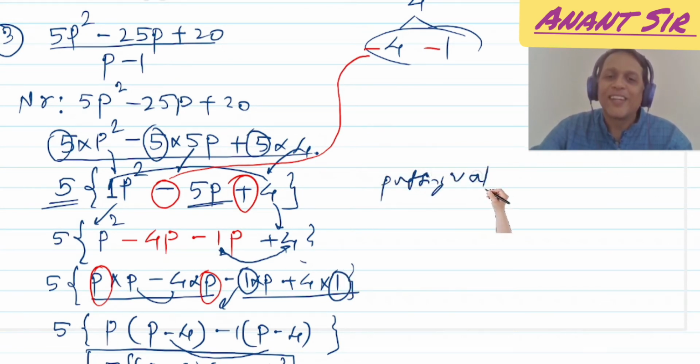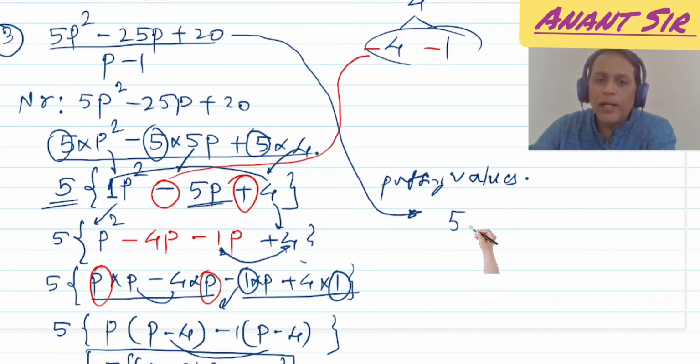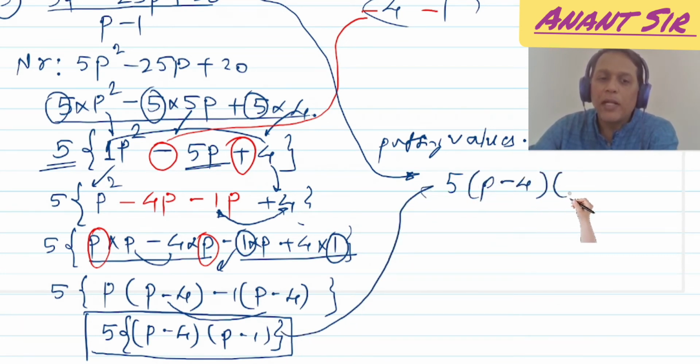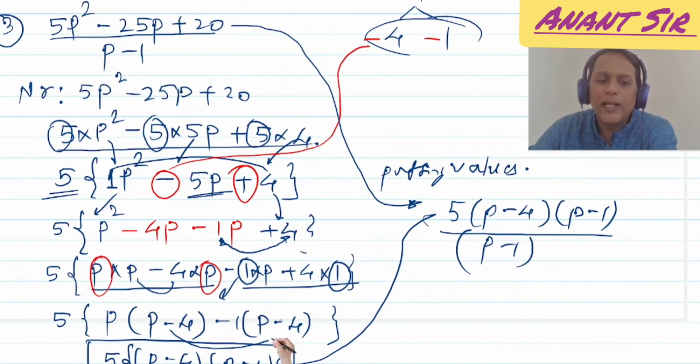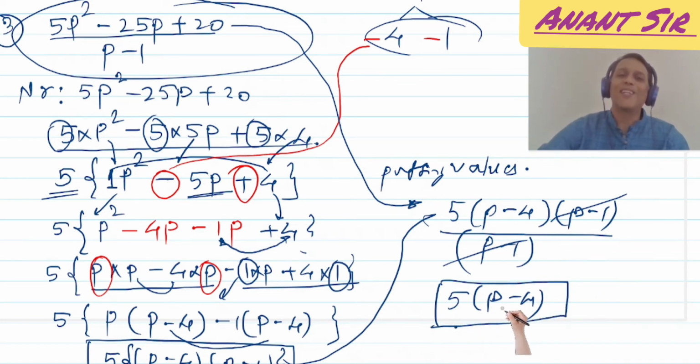What was the question? I am going to put the values here. What are the factors of the numerator? 5 into p minus 4 and p minus 1. And what was the denominator? It is only p minus 1, right? We cannot do anything about this denominator. So p minus 1 gets cancelled, and this is our final answer, friends: 5 into p minus 4. I hope you have understood this question.